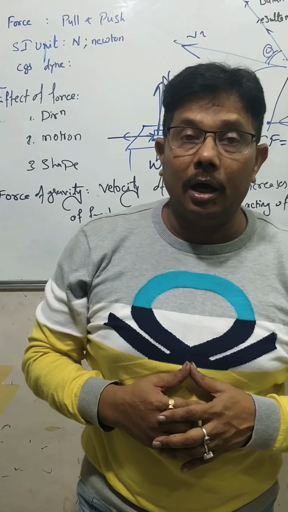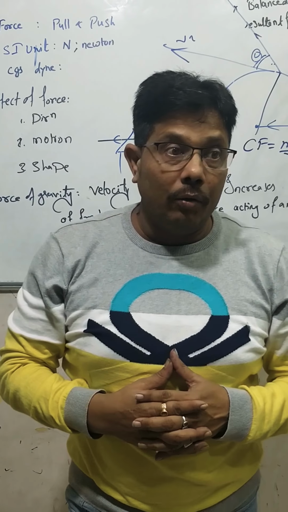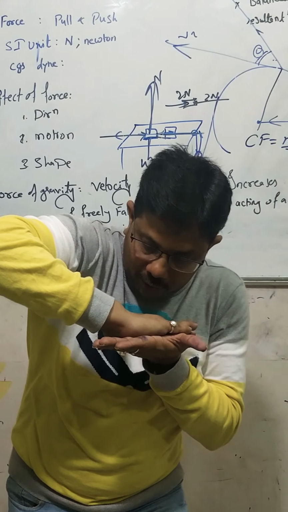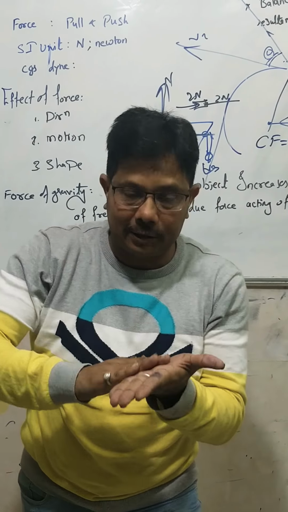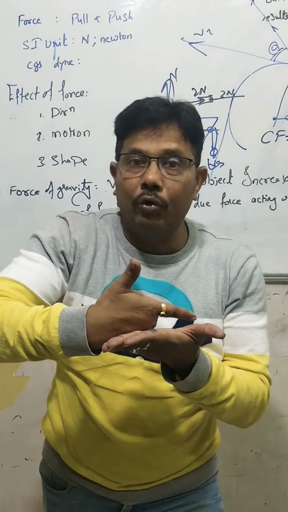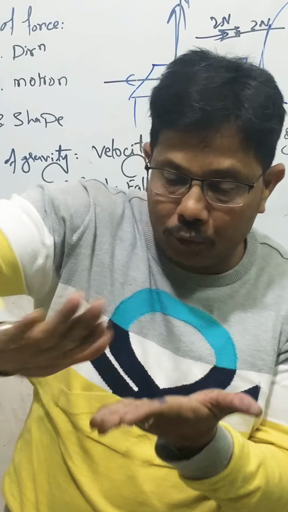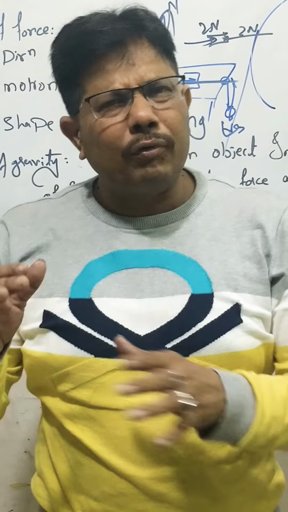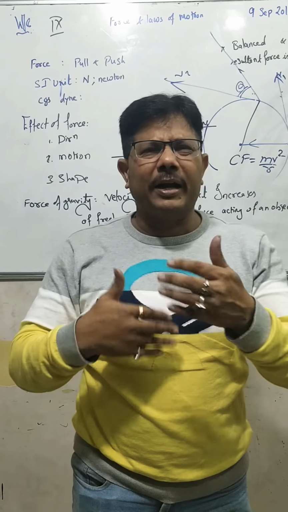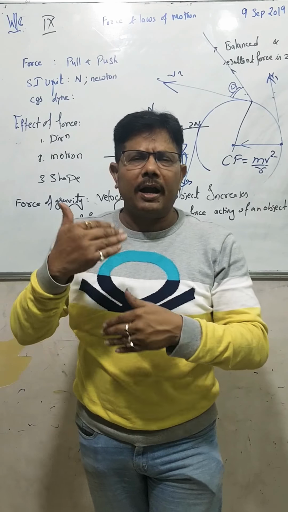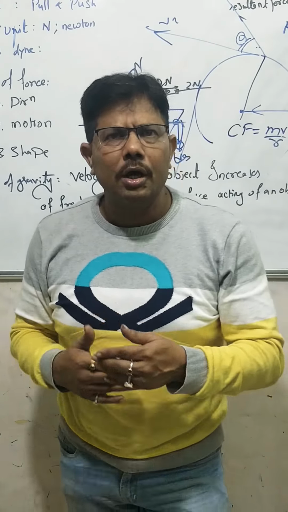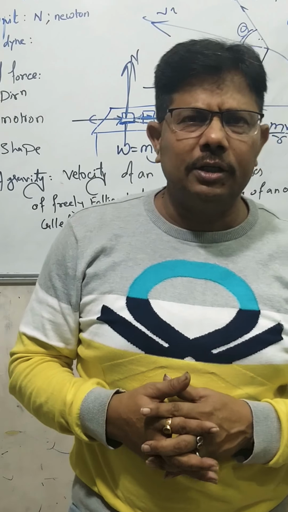Got it? One more thing is frictional force. When an object is sliding over another surface, a force in the opposite direction is created to stop this motion. This is called frictional force. So we have different types of forces, like frictional force, gravitational force, electrostatic force, electromagnetic force. We have a number of varieties of forces.